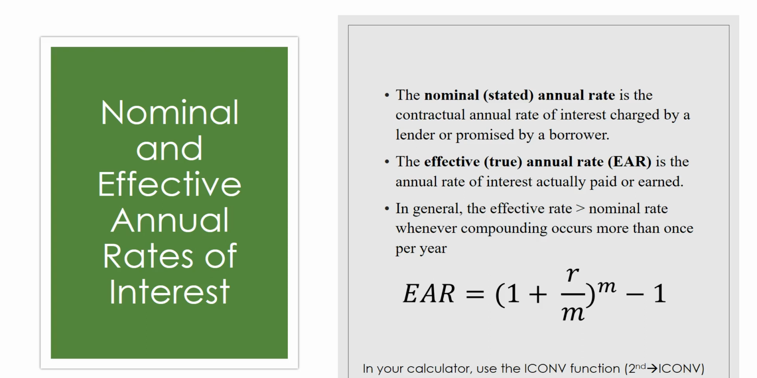So that's good and bad. If you have a savings account, then you're actually earning more than the promised or the stated nominal rate. If you have a loan, then you're actually paying more than what is contractually obligated or is what's stated in your contract. So here's the formula for converting between the effective rate and the nominal rate. It says the effective annual rate is equal to 1 plus the stated nominal rate divided by compounding frequency, raised to compounding frequency, minus 1.